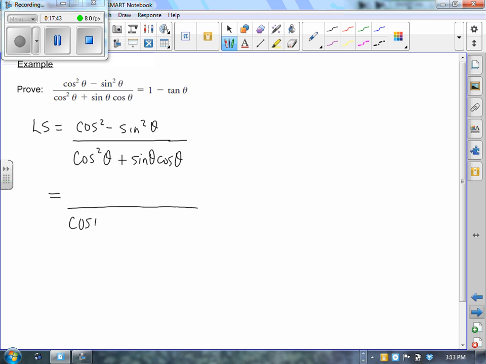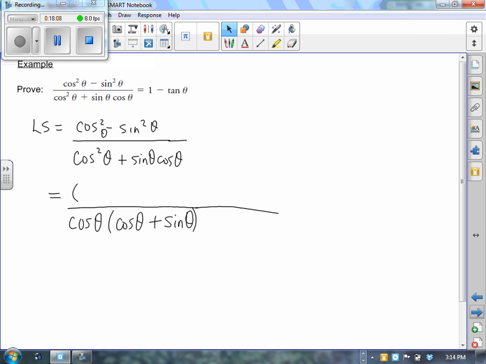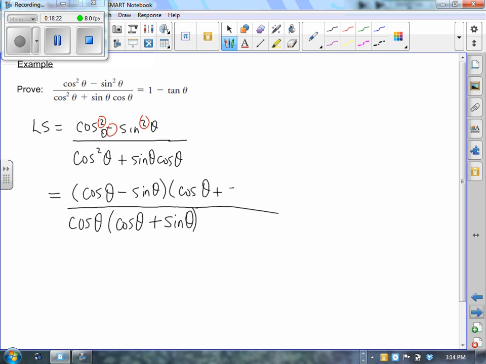We could factor out a cosine from the denominator, and that would leave us with a cos plus sine as a second factor. The reason why I'm putting that in there is if we can eliminate one of those factors from the denominator, then we could simplify this expression. In the top, notice that we have 2 squares. Okay, we have cos squared, sine squared. We also have a difference. Thus, we have a difference of squares. So we'd have cos theta minus sine theta multiplied by cos theta plus sine theta.